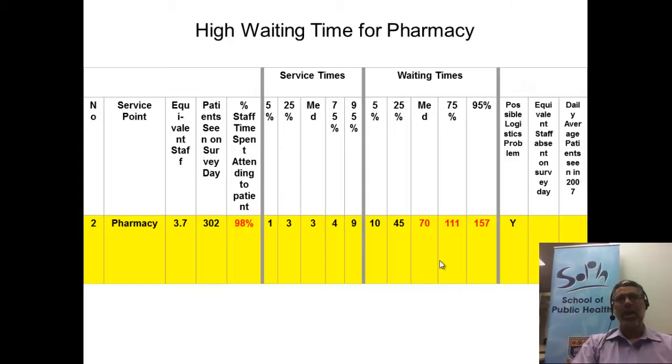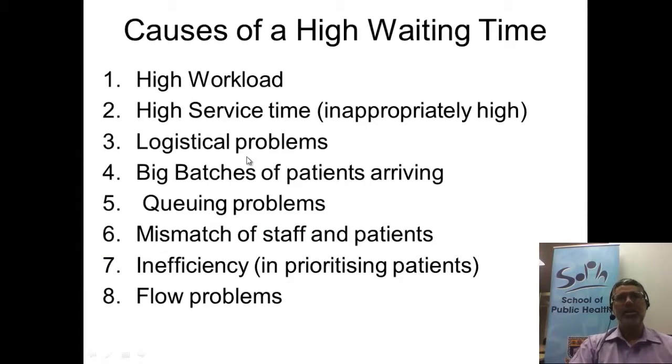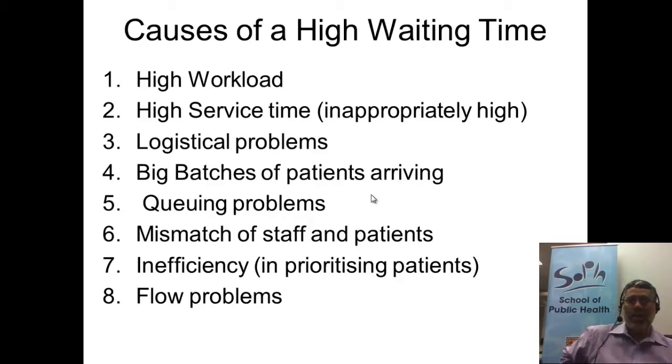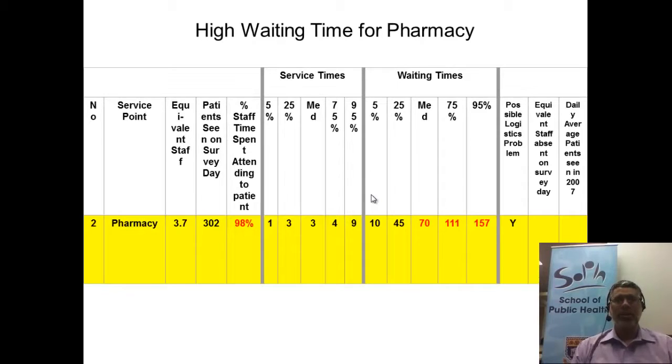So now let's have a look at pharmacy. Here again are the causes of a high waiting time. Now see if you are able to determine what the causes of the high waiting time are at this pharmacy. So look at the table. Which causes do you think you can see from this table, and are they operative or not?